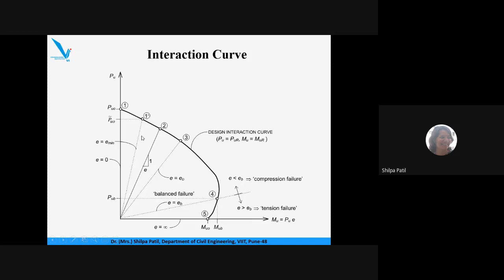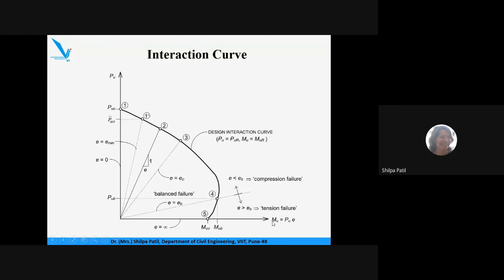Now, this curve also has a relation with the e value. e is nothing but the eccentricity. We have already considered the different conditions of e. That is, when e is 0, if I put 0 here, what is my M value?